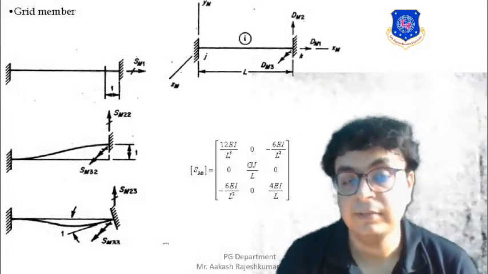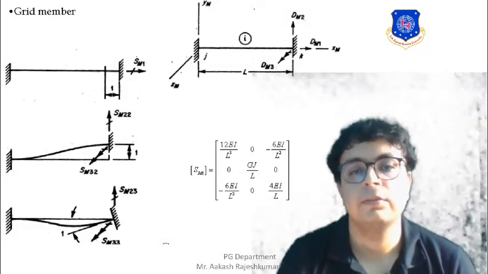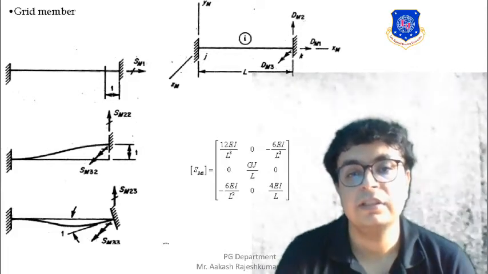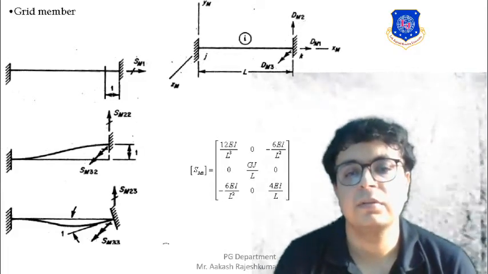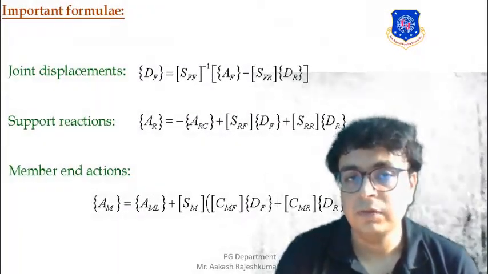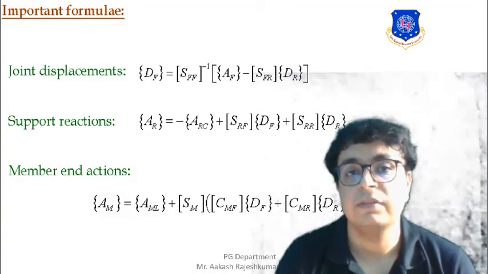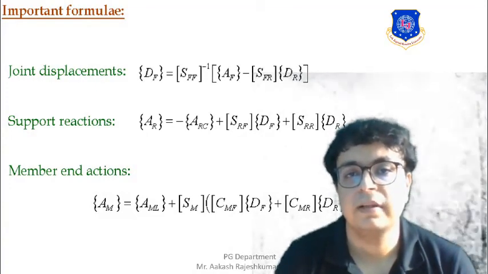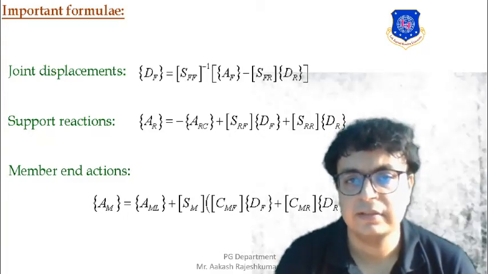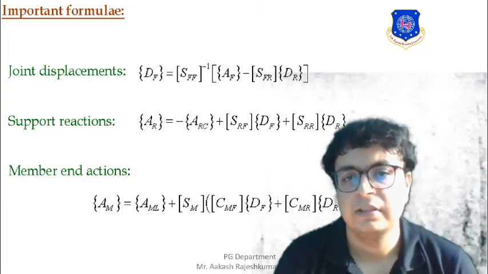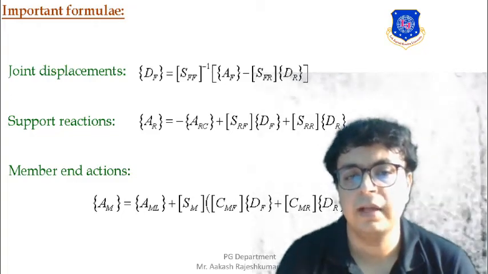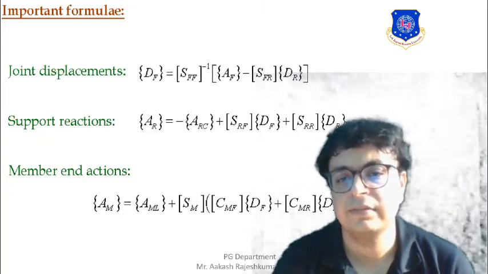For a grid member, the generalized stiffness matrix will be 12EI upon L cube, 0, minus 6EI upon L square, 0, GJ by L, 0, minus 6EI upon L square, 0, 4EI upon L. The important formulas are: DF equals SF inverse times (AF minus AFR); support reaction AR equals ARL plus SRF DF plus ARR; and member end action AM equals AML plus SM DF plus AMR.